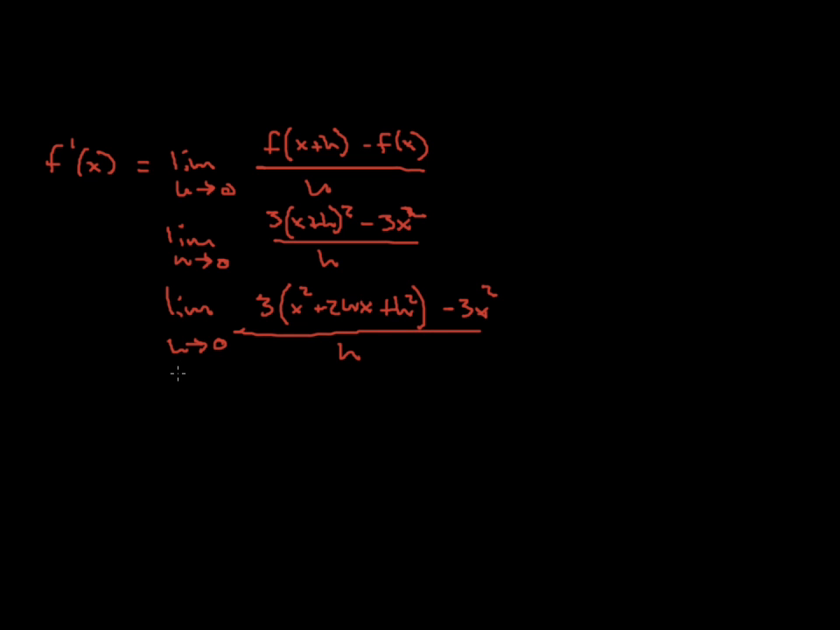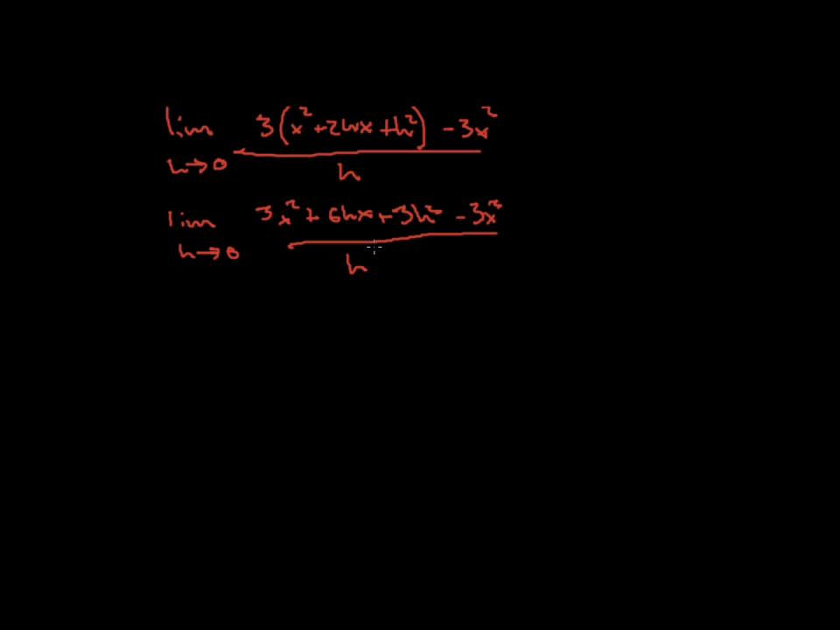So now that we got that, we can distribute a 3 in there, and then that would be the limit as h approaches 0 of 3x squared plus 6hx plus 3h squared minus 3x squared, and that is all over h. So now that we got that, we can cancel these two right here. 3x squared minus 3x squared just equals 0.